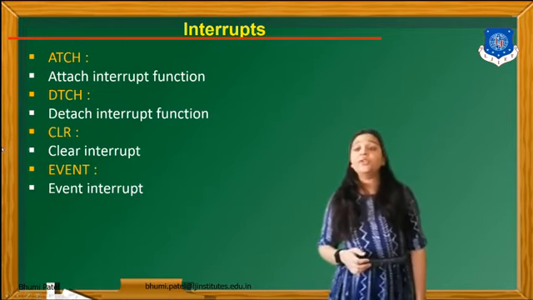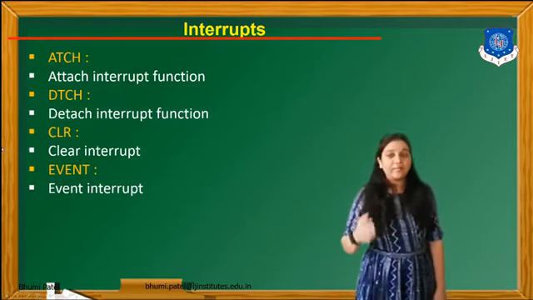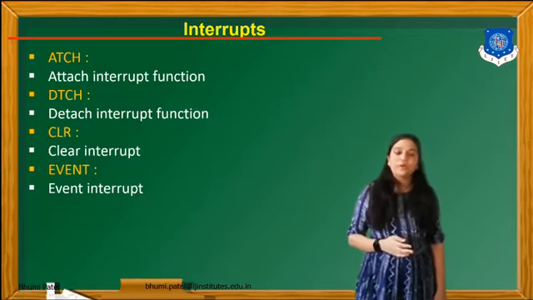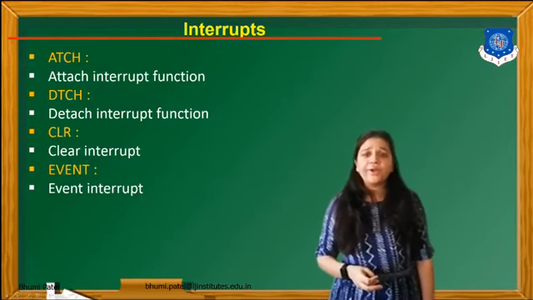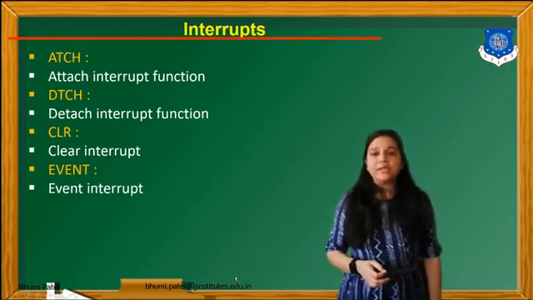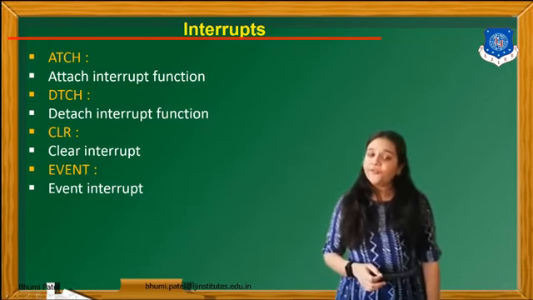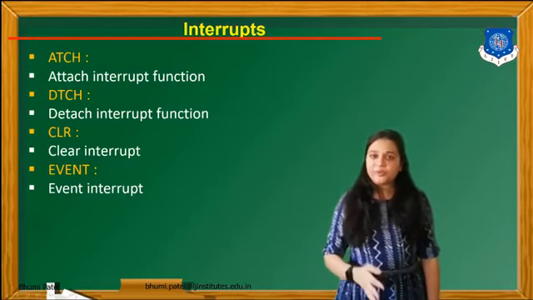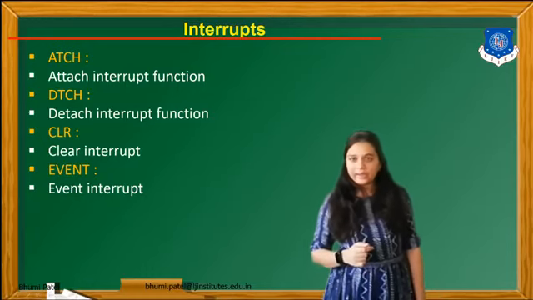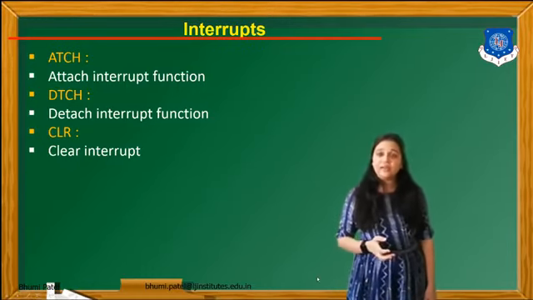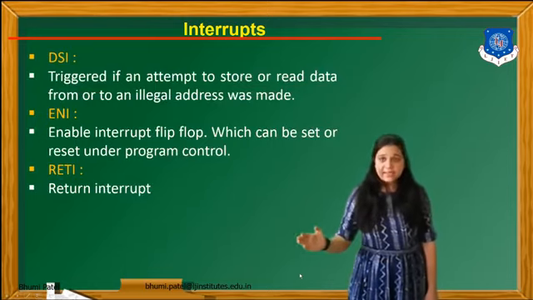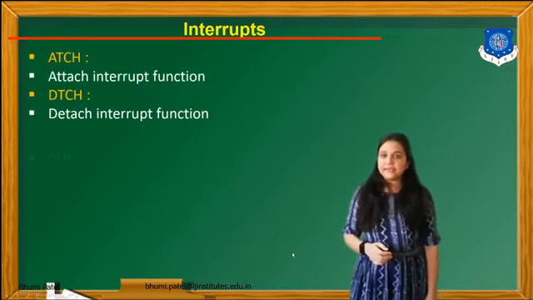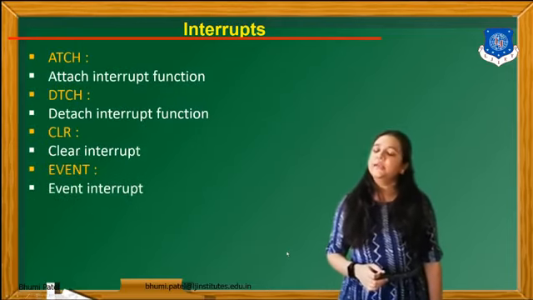So depending upon the program, the hardware connection, and the input applied to the particular PLC program, we can use different types of interrupts in PLC programming. Generally, there are 4 types of interrupts, that is software, hardware, spurious, and the masking interrupt. And in our syllabus, they have given only DSI, ENI, RETI, ATCH, DTCH, clear, and the event interrupt.